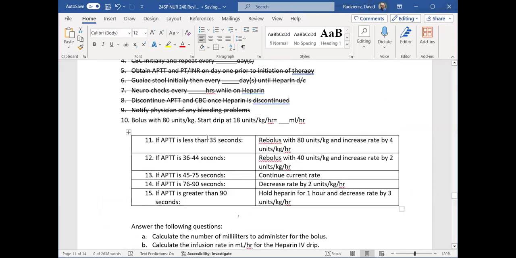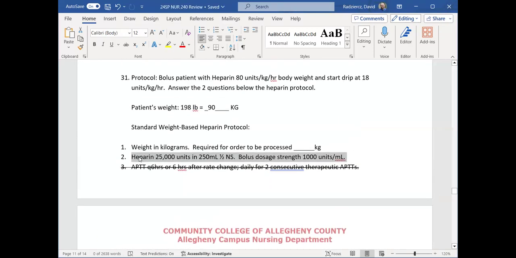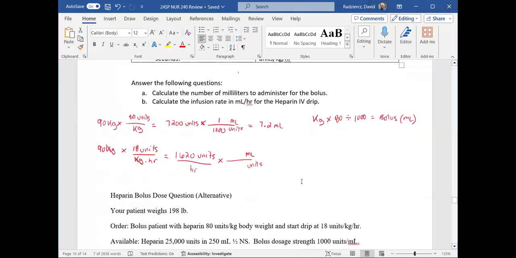I go back to the protocol. I look at my available. I know I'm not using the bolus because I'm only using bolus for bolus. 25,000 units, 250 milliliters, half normal saline. So those are the numbers I'm going to use. So 25,000 units, 250 milliliters.